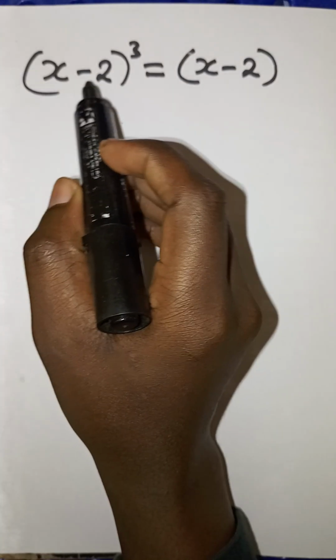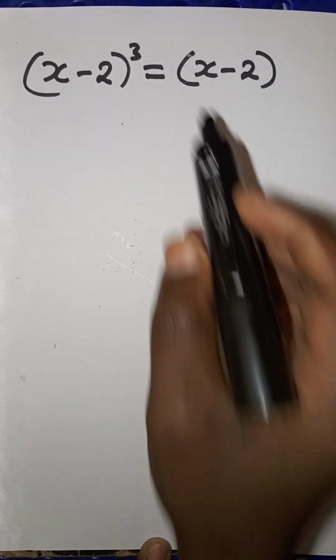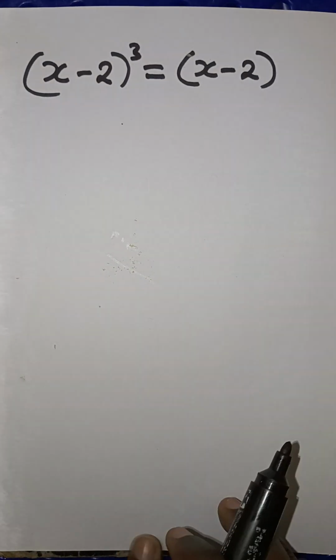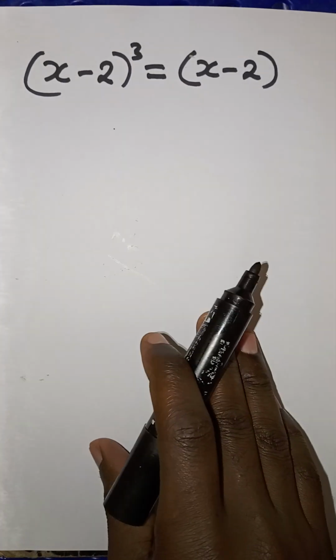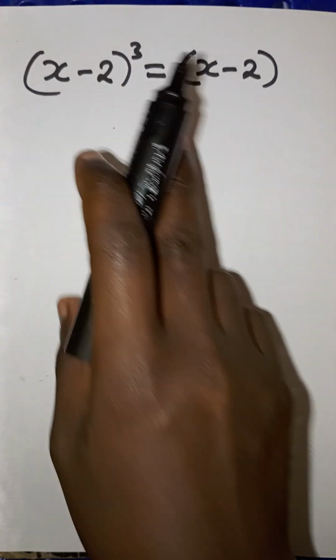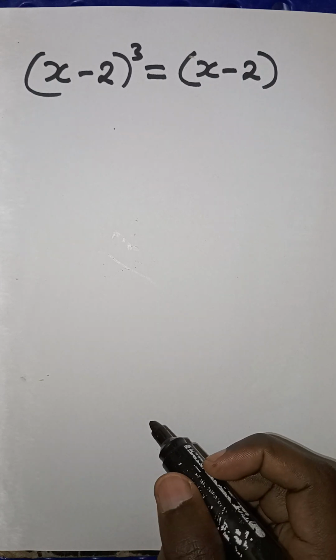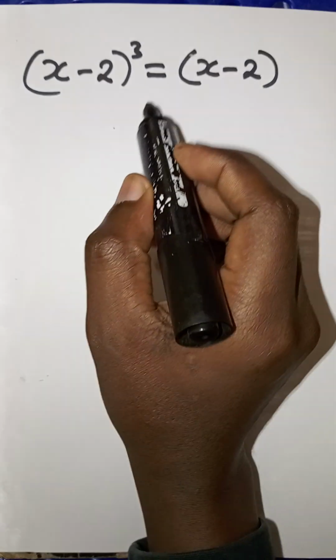So we're given that (x − 2)³ = x − 2. We're going to solve for the values of x, at least there are 3, and show you how to find it.